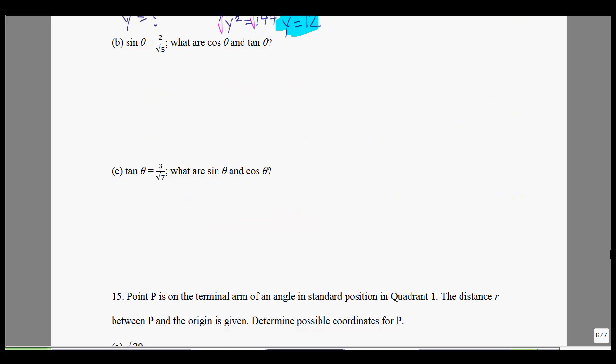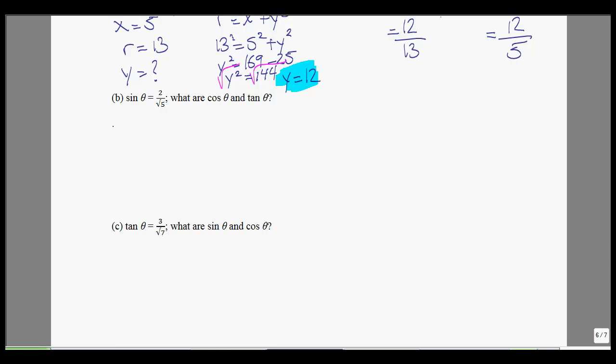For B, we have sine of theta equaling y over r, hence our y equals 2 and our r equals root 5. Again, we need to solve and find x.